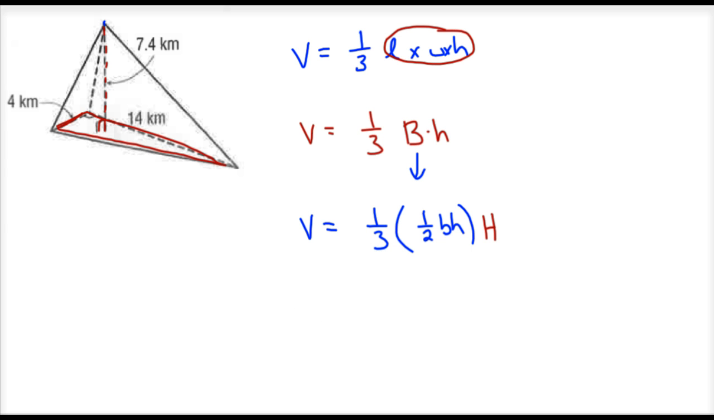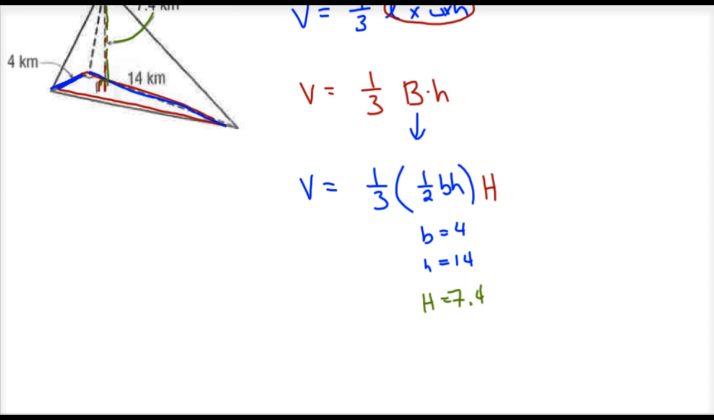So if I just want to make a list for myself, what is the base here? What is the height here? My base of my triangle here is 4. The height of my triangle here, again, it's the two legs that make the 90-degree angle, is going to be 14. The height which makes this a volume is 7.4. So now I have all my missing variables. So 1/3 times 1/2 times 4 times 14 times 7.4.